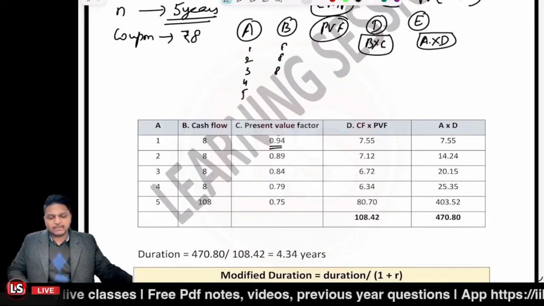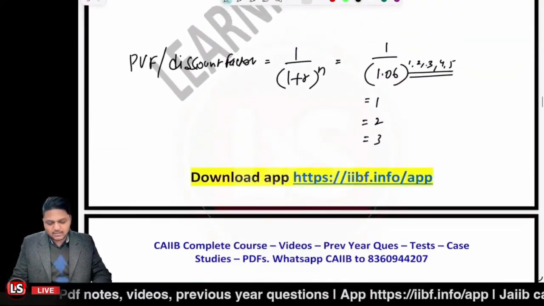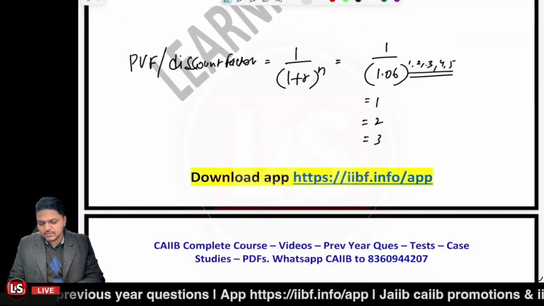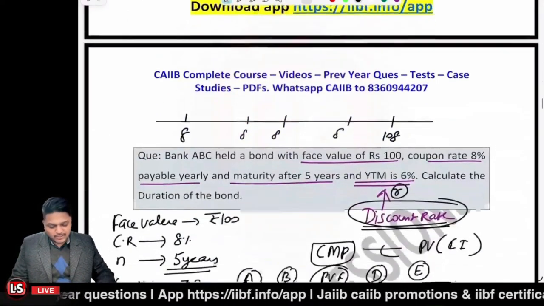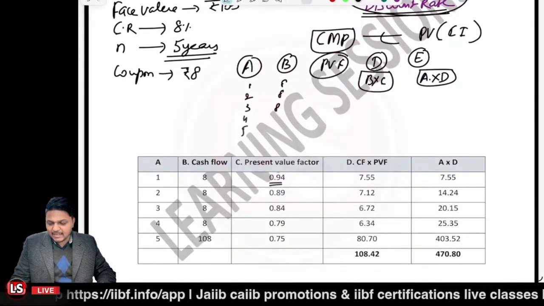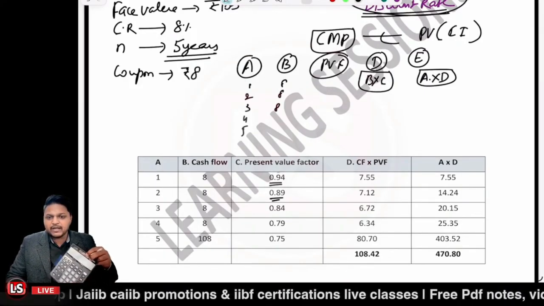For the first year, the present value factor is, as per the formula, 1 divided by 1.06, that is 0.94. For the second year, it would be equal to 0.889, that is 0.89. For the third year, I'm calculating it side by side, right?